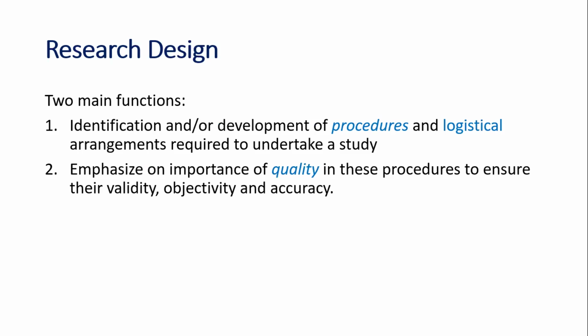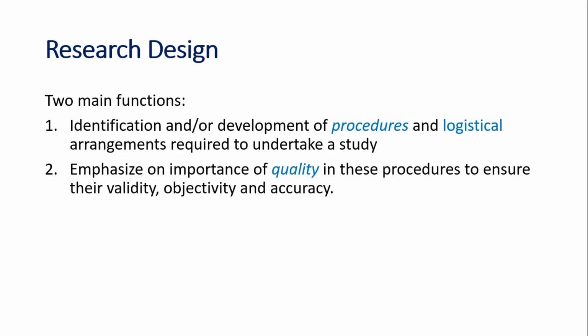The first one is the identification and or development of procedure and logistical arrangements required to undertake a study. And the second is the emphasis on the importance of quality in this procedure to ensure the validity, objectivity, and accuracy. So first, you have to look at the procedure, logistics, tools, techniques, methods, and everything. And then you have to emphasize the importance of quality. So which method, tool, technique, and design would best suit you to address your research problem.